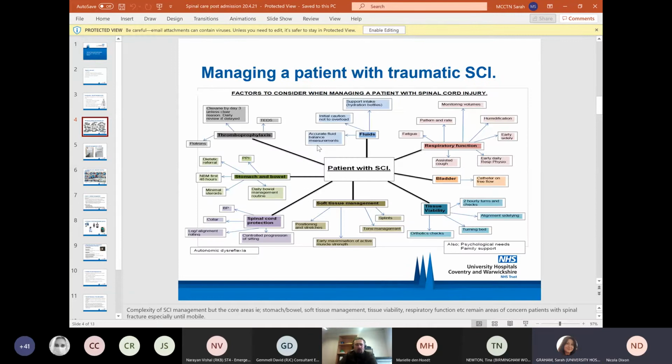So the spinal cord injury side, we have done quite a lot of work at UHCW on this. So we mapped all the needs of the spinal cord injury patient. It's highly complex, and this shows really everything you need to think about with a spine patient. Actually, when you look at it, all of these things are relevant for the patient with a spinal fracture as well. So we need to be considering respiratory function, tissue viability, soft tissue management, stomach and bowel, eating and drinking, and thromboprophylaxis.